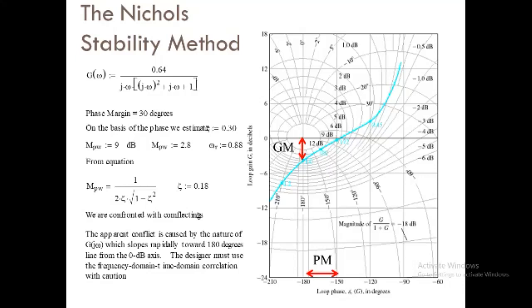So we are confronted with this conflict. The apparent conflict is caused by the nature of G of j omega, which slopes rapidly towards the 180-degree line from the 0 dB axis. The designer must use the frequency domain and time domain correlation with this in mind.